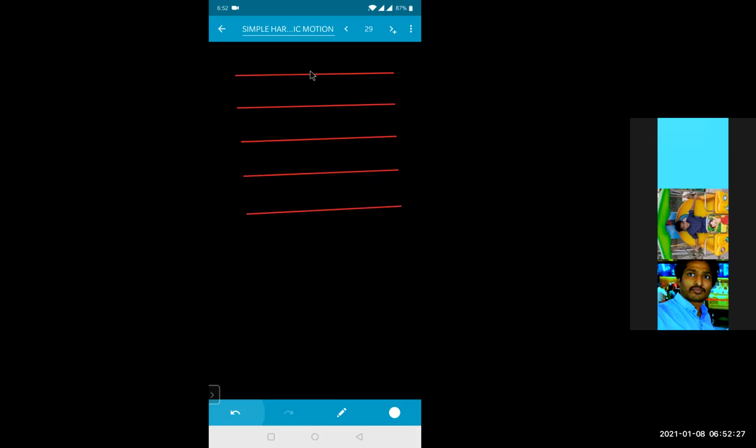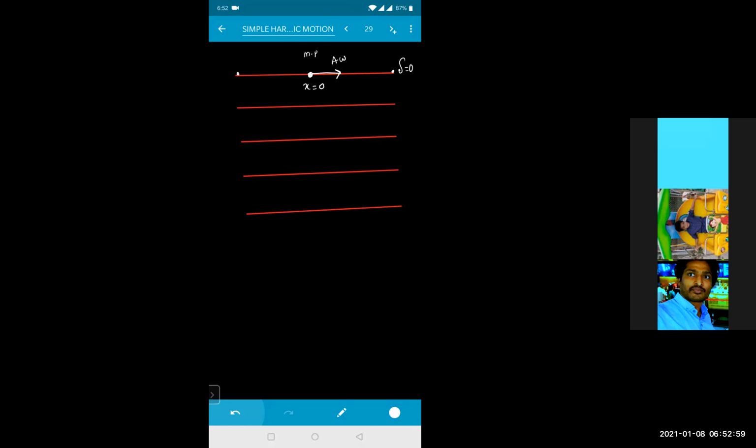I'll take the first situation. Here, this is your particle. This is the mean position. This is your extreme position. This is your left extreme position. If tau is equal to 0 for this situation, where is the particle starting from? x value is 0, because it's starting from origin. Velocity is going in which direction? Positive x direction, with what velocity? V is equal to A into omega.